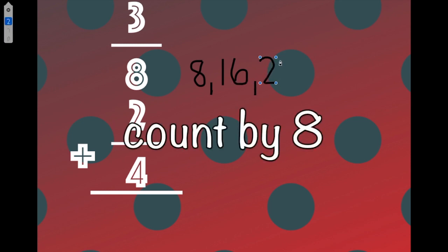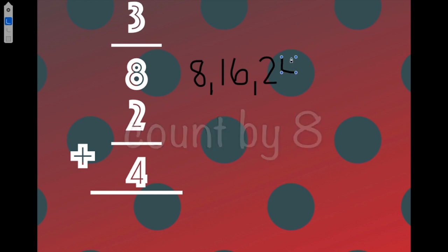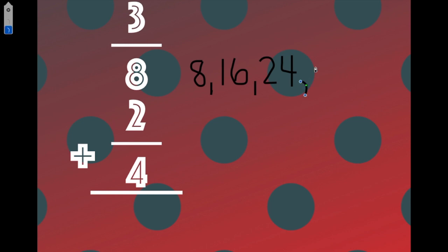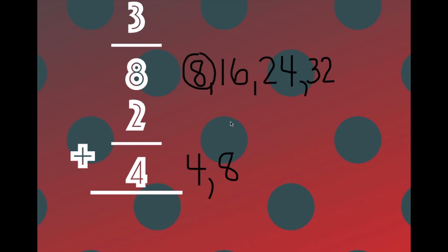So the multiples of 8 are 8, 16, 24, 32, and we just need to do a couple, and then we can go down to the other 2/4 and list the multiples of 4. So that's going to be 4, 8. Oh, look, we already found the smallest one they have in common. It's 8. The least common multiple is 8, so we can use that for our common denominator.